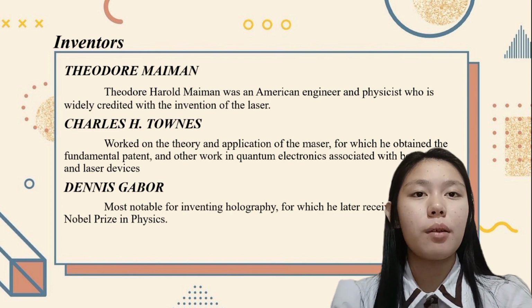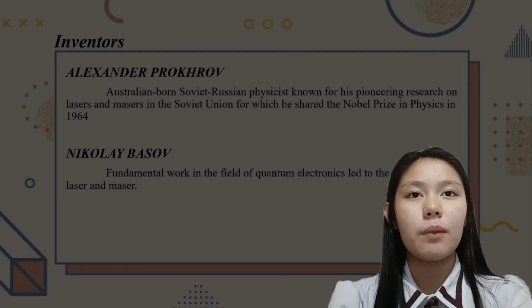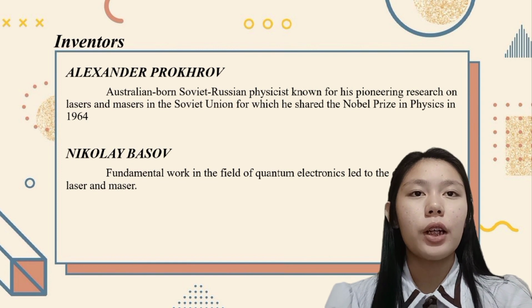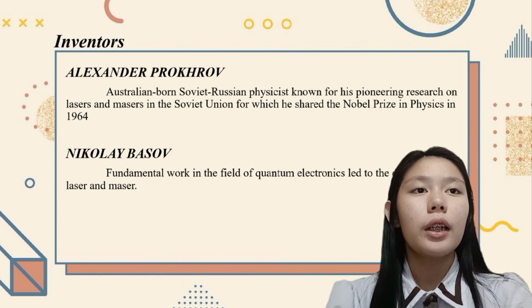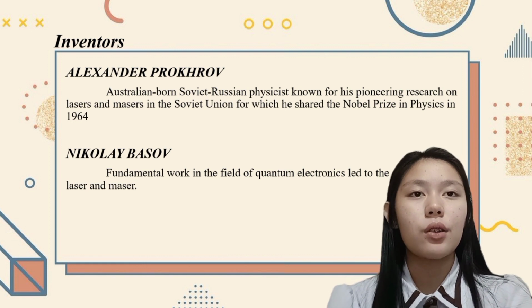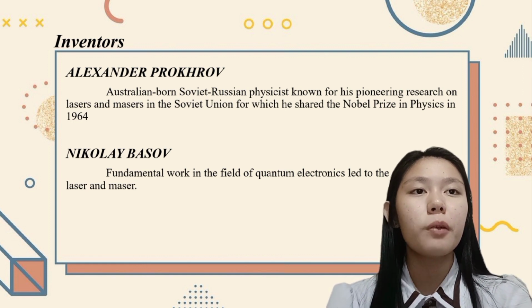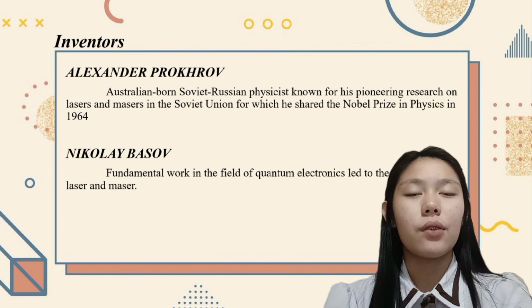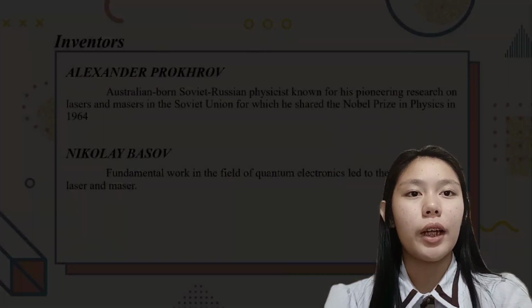Dennis Gabor is most notable for inventing holography, for which he later received the 1971 Nobel Prize in Physics. Alexander Prokhorov, an Australian-born Soviet-Russian physicist, known for his pioneering research on lasers and masers in the Soviet Union, for which he shared the Nobel Prize in Physics in 1964. Nikolay Basov, whose fundamental work in the field of quantum electronics led to the development of laser and maser.